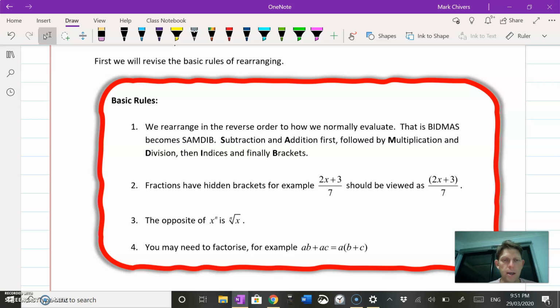Bearing in mind that when we have fractions, there's a hidden set of brackets, and you can see that there in this example I've given here in the booklet. You've got to assume that when there's a fraction with two terms in either the numerator or denominator, then those terms are in brackets.